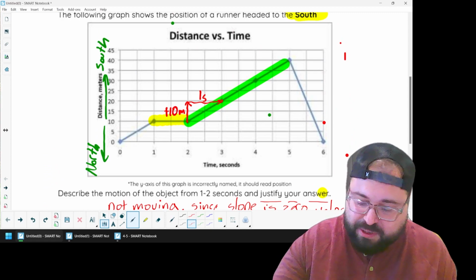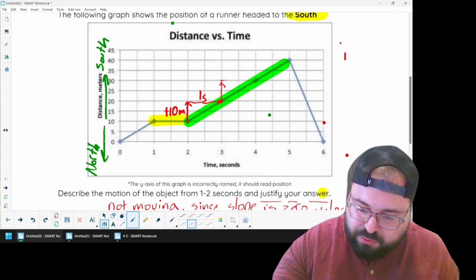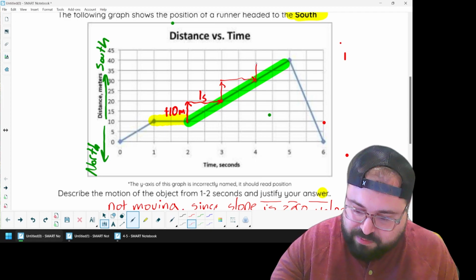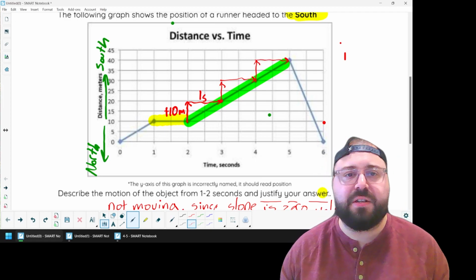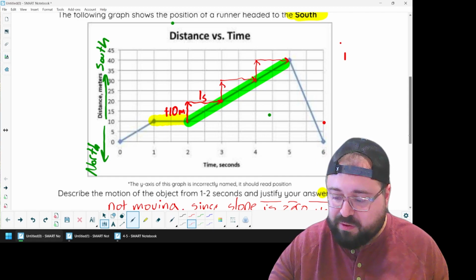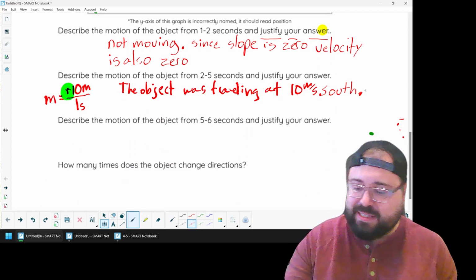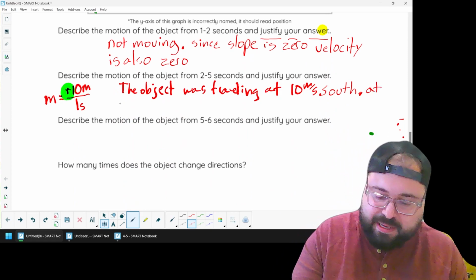Well, here it's 10 meters per second. Do we have the same slope from here to here? And what about from here to here? Yeah, it's the same the entire time. Therefore, the slope is constant, which means our velocity is constant. So the object's traveling at 10 meters per second south at a constant velocity.